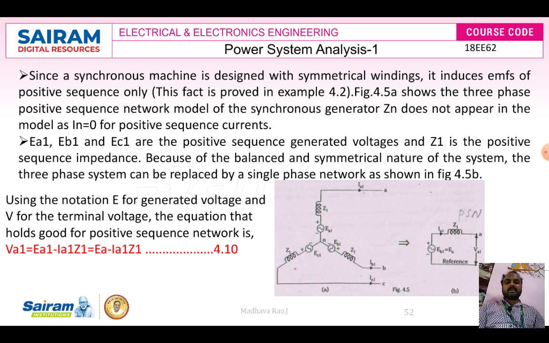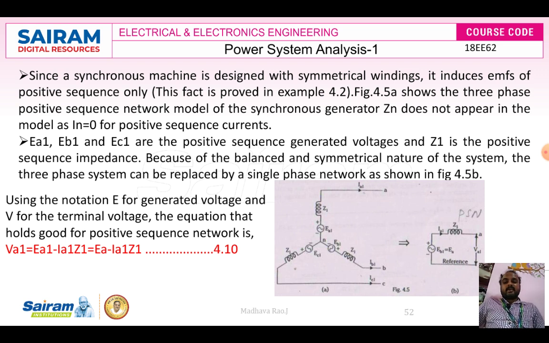So in the three-phase positive sequence network model of the synchronous generator, Zn does not appear in the model, as In is equal to 0 for positive sequence currents. EA1, EB1, EC1 are the positive sequence generated voltages, and Z1 is the positive sequence impedance. Because of the balanced and symmetrical nature of the system, the three-phase system can be replaced by single-phase networks as shown in the figure. So three-phase networks we are changing to single-phase networks.